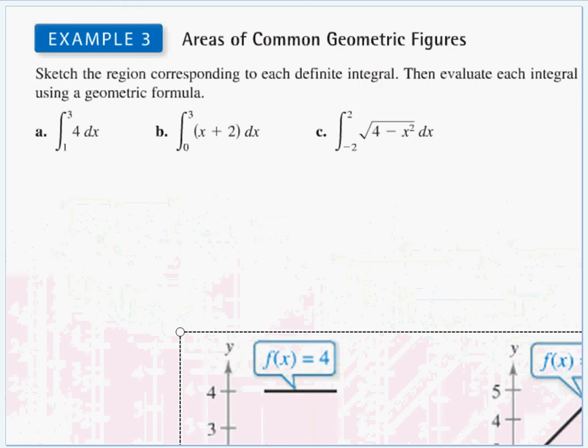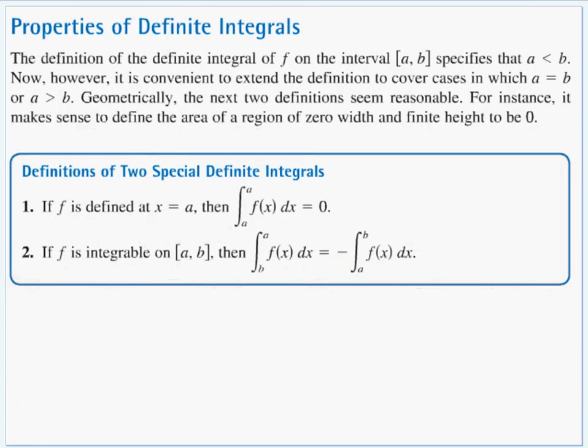Okay. Now there are some properties of definite integrals. The definition of a definite integral of function f on the interval a to b specifies that a is less than b. Remember, a and b are numbers on the x-axis. So a is always going to be the lower number, b is always going to be bigger, so it's going to be to the right of a. Now, however, it's convenient to extend the definitions to cover cases where a and b are equal, and also where a is greater than b.